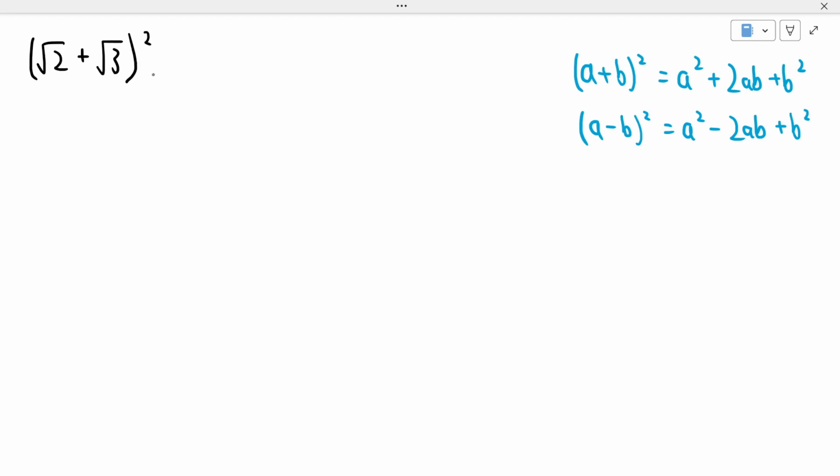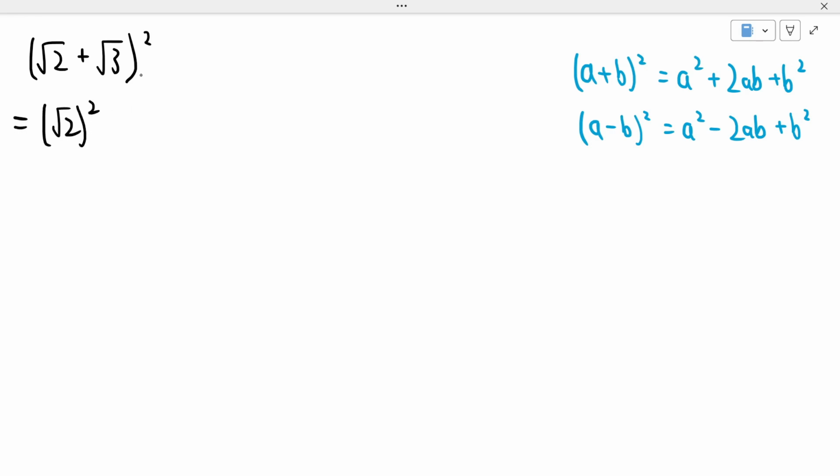So here's another example. How do we simplify the square root of 2 plus the square root of 3 all squared? Since the expression is the sum of two terms in brackets all squared, we can use the perfect squares formula. So this is in the form of a plus b all squared. So the a squared in the a squared plus 2ab plus b squared term is just the first term all squared. So that's square root of 2 squared.